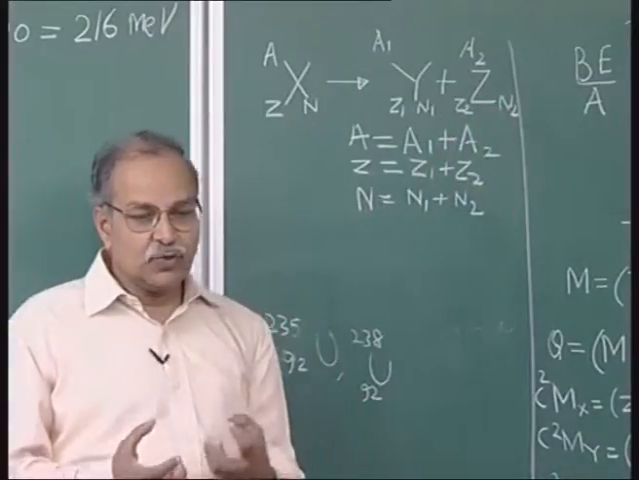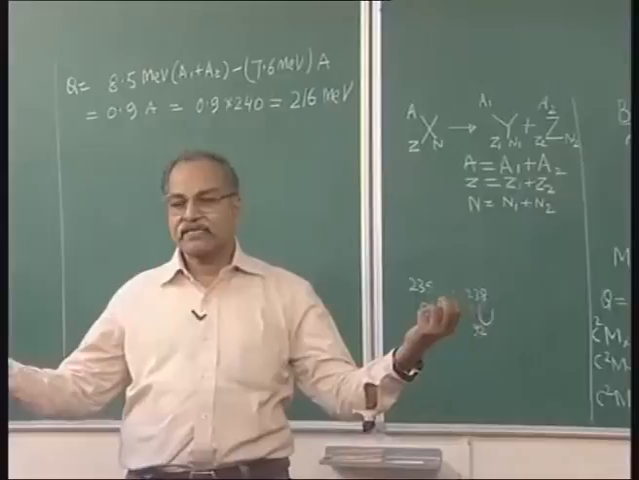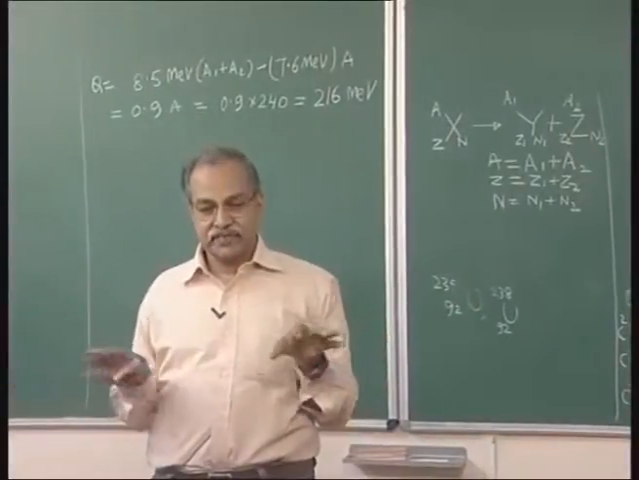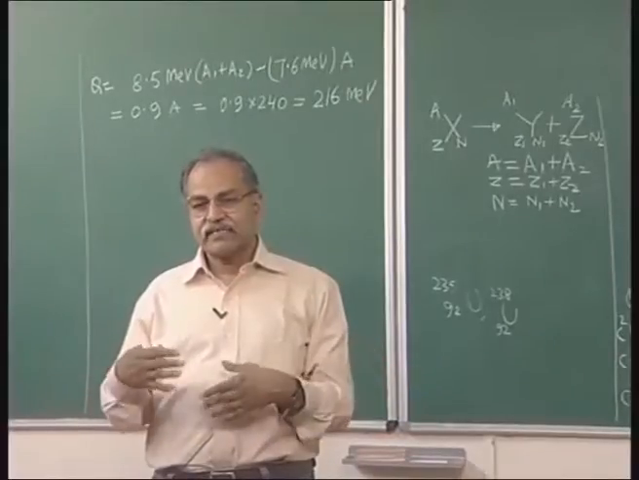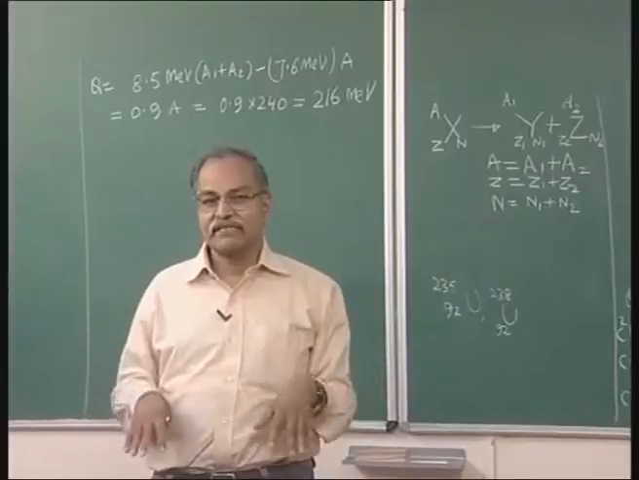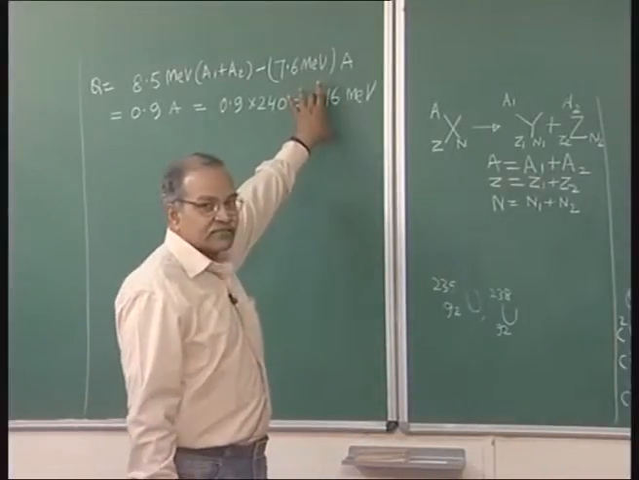So, when these two are created, they move in opposite directions with certain kinetic energy, and most of the 216 MeV is in that kinetic energy. There are some more things that come out, gamma rays, neutrons, and so on, they carry kinetic energy. We will talk about this later. So, this much of energy is released.